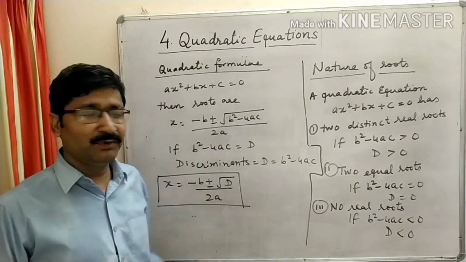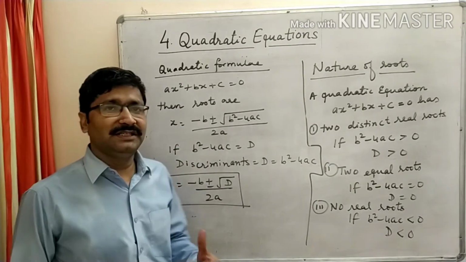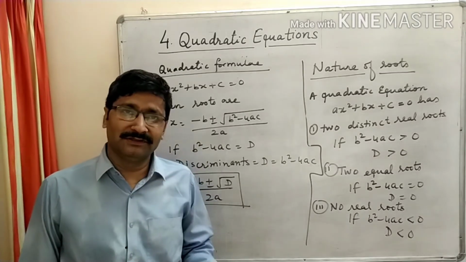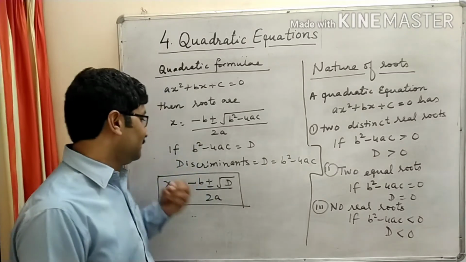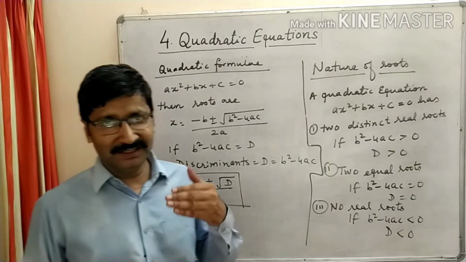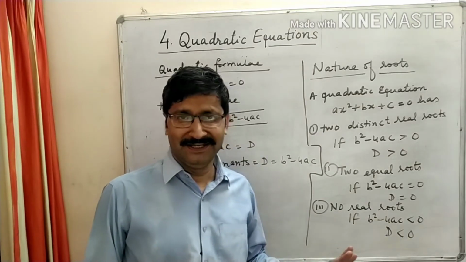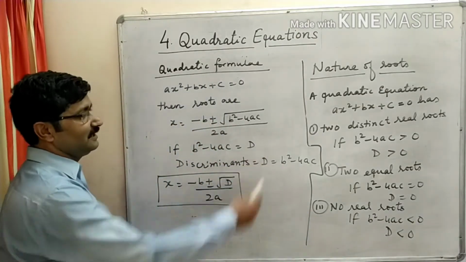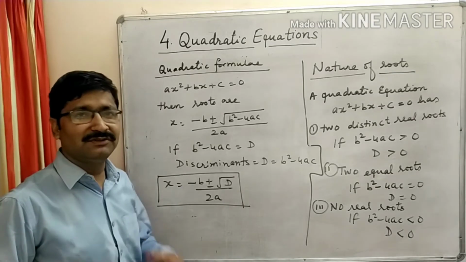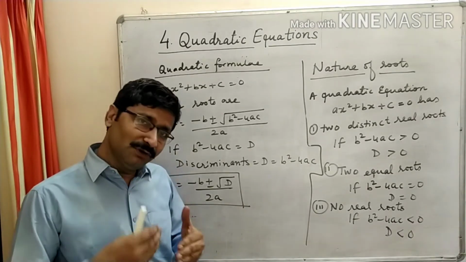This is very important. And look here, this b square minus 4ac you can write as D also. What is D? We will say the discriminant. So if anywhere you have a question, you have to find the discriminant. This is very simple. You have to find only b square minus 4ac. So the discriminant D is equal to b square minus 4ac. In any question, first of all, you find the discriminant.